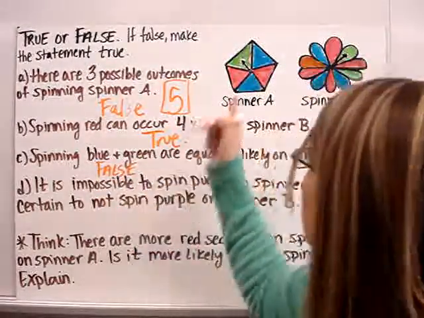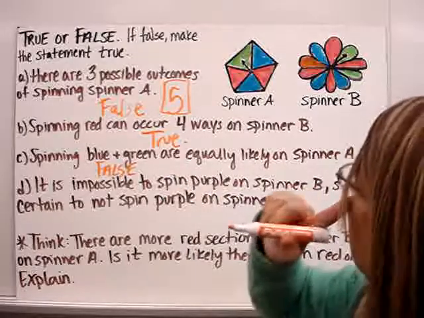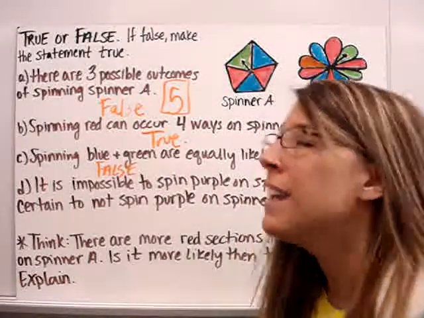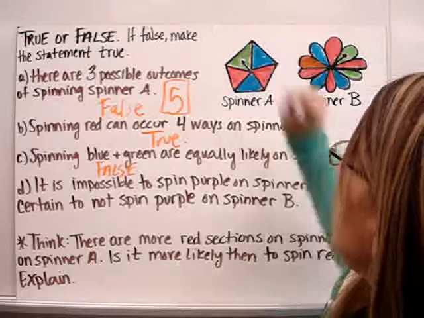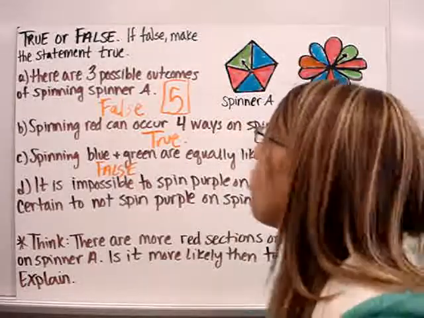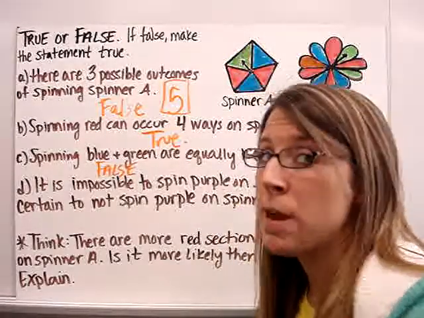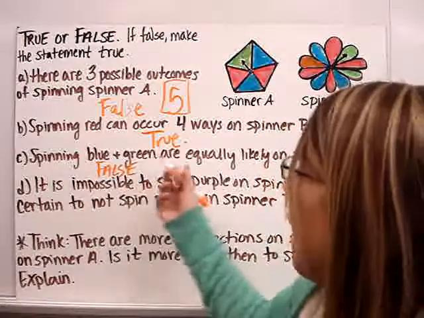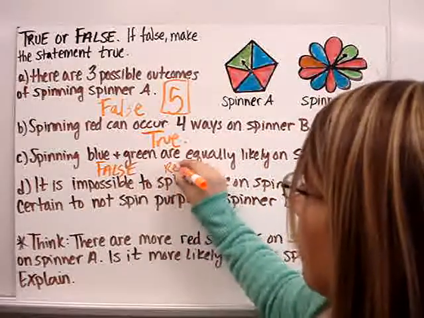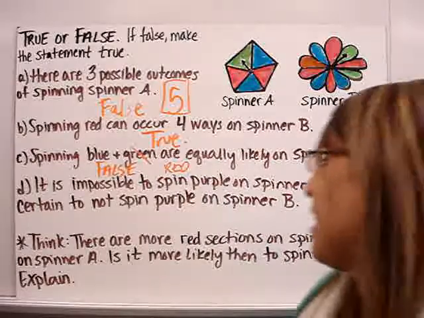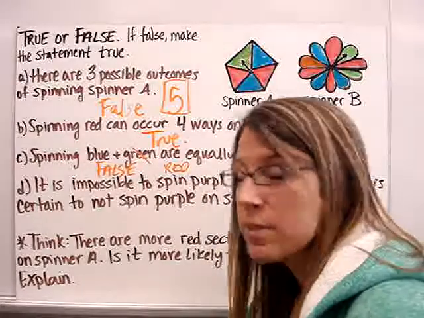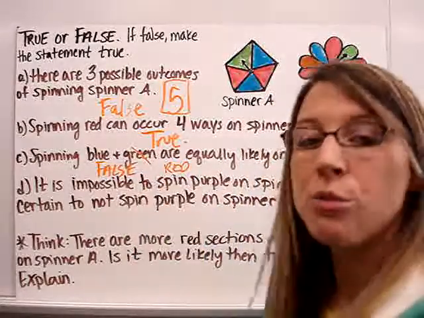But are there 2 sectors that are equally likely, or 2 colors that are equally likely? I've got 2 blue pieces of the spinner and 2 red pieces of the spinner. So I believe that spinning blue and red are equally likely on spinner A. So I would get rid of green and replace it with red.